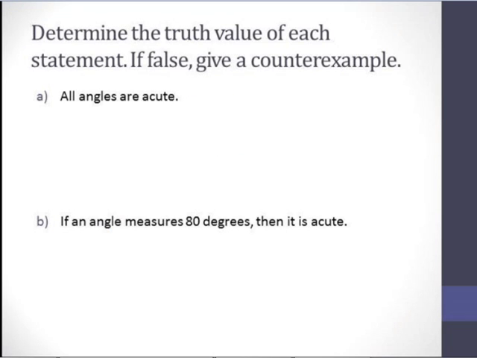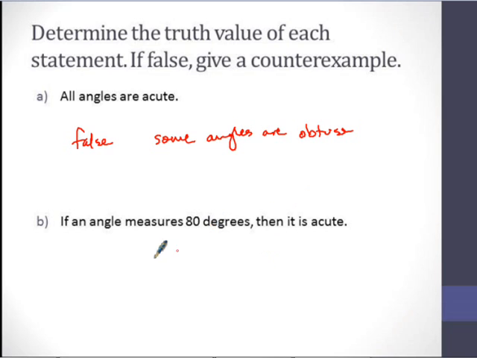Determine the truth value of each statement. If false, give a counterexample. So all angles are acute. Is that true or false? Well, we know that's false, and some angles are obtuse. Okay, so that's pretty easy.